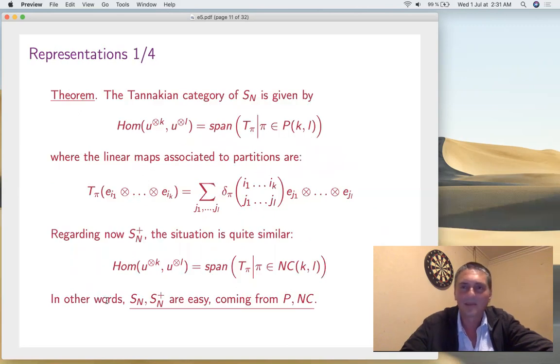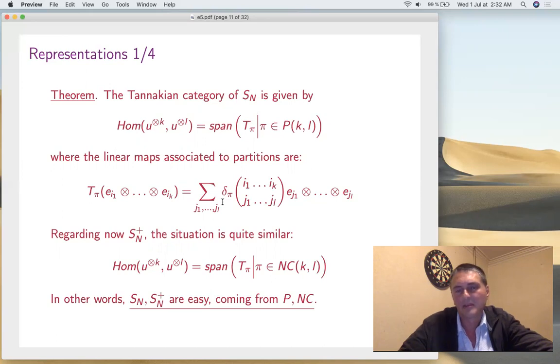So let's do that representation. Well, the Tannakian category, first for Sn, that's a very classical thing. It's easily generated by our partitions. That's a standard thing. And well, these are the linear maps as before, the definition of easiness.